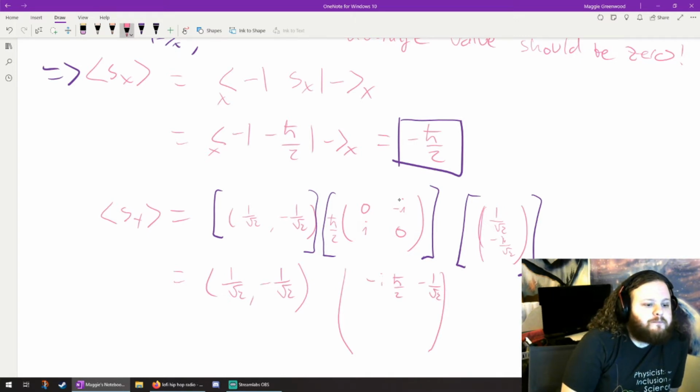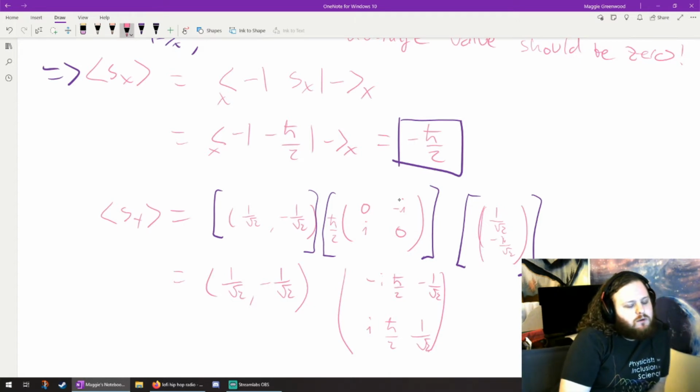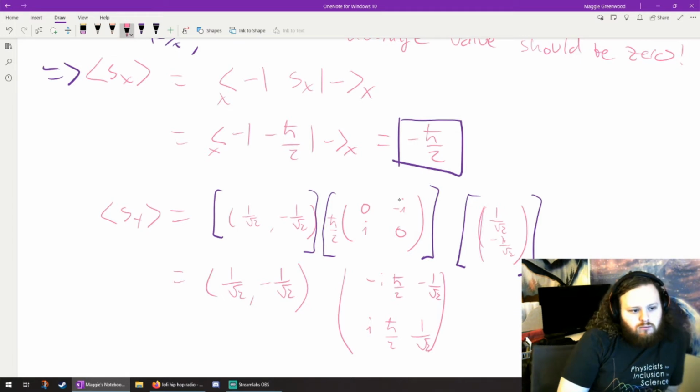So, now this vector is going to give me i h bar over 2, 1 over root 2. And now I'm bothered by this because this is an expectation value.